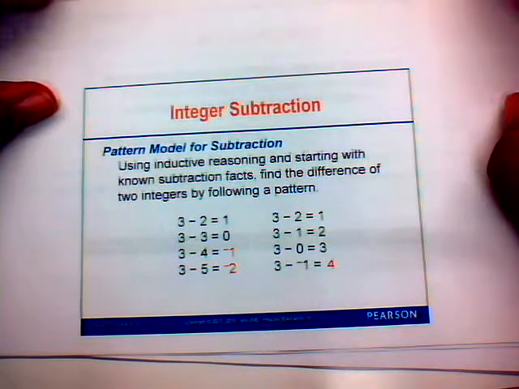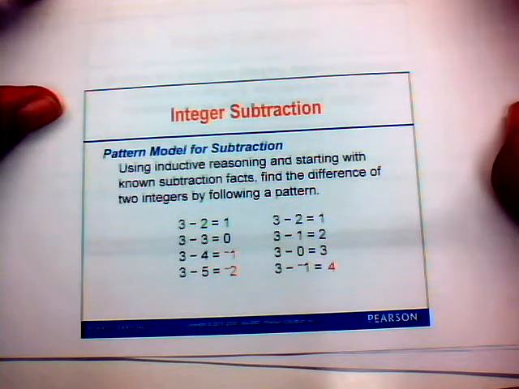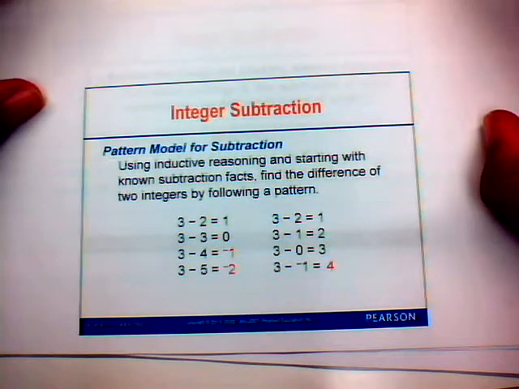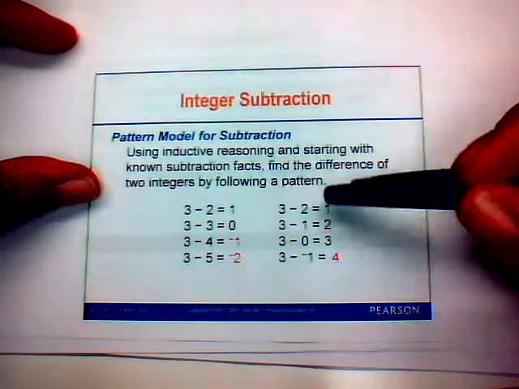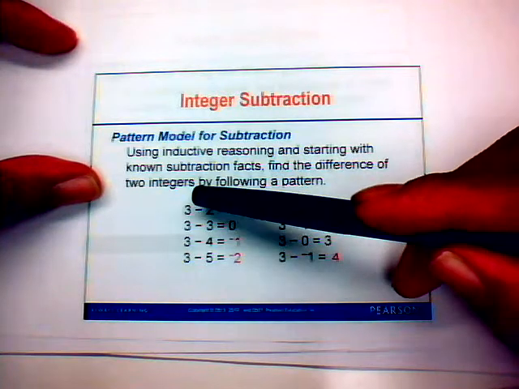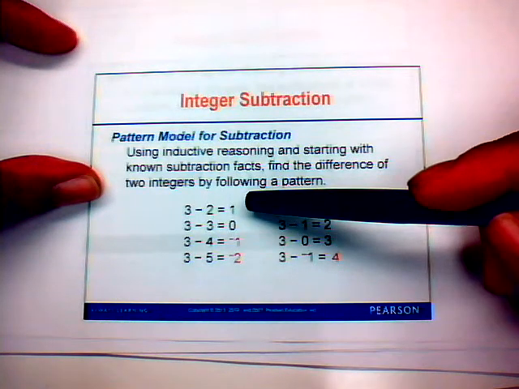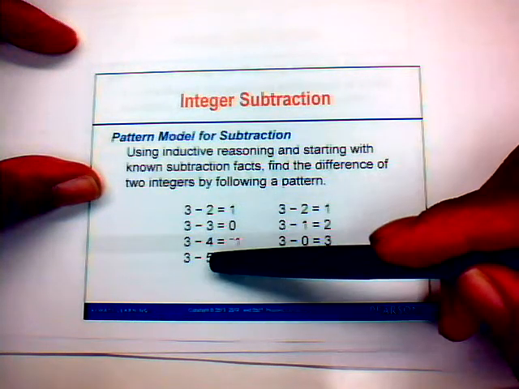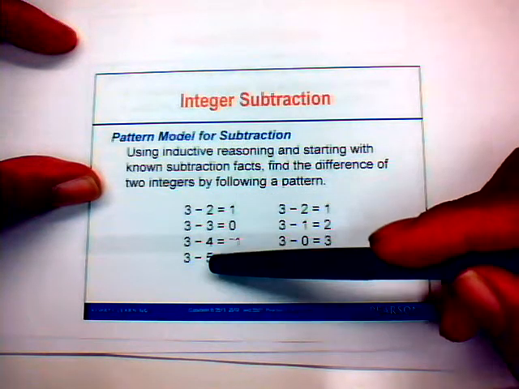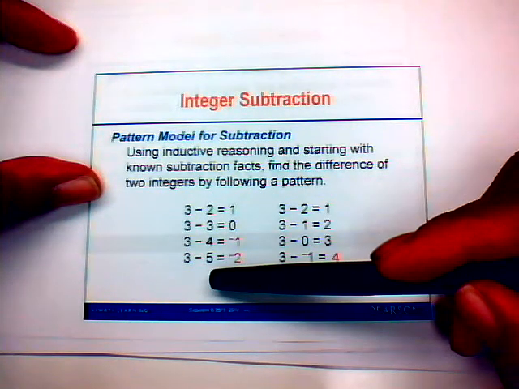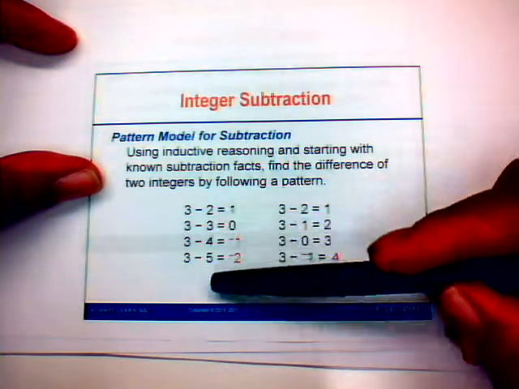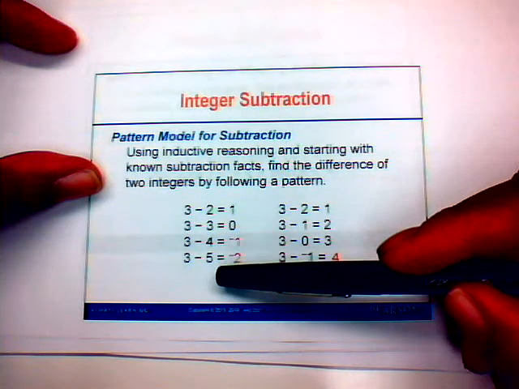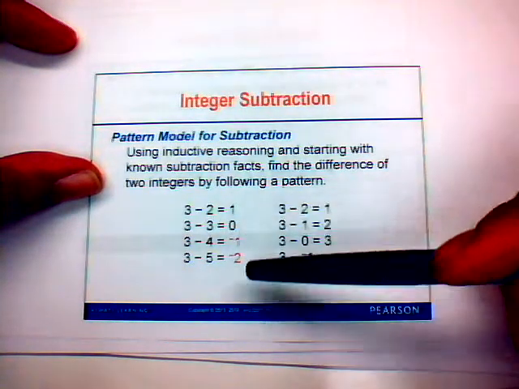And here's the pattern model for subtraction. Using inductive reasoning and starting with known subtraction facts, the difference of 2 integers follows a pattern. So in this case here, you see 3 minus 2, that's going to be 1. The subtrahend, the one we're subtracting, is going to be increasing. Or actually, it should be decreasing, by the way. But you'll see a pattern here.